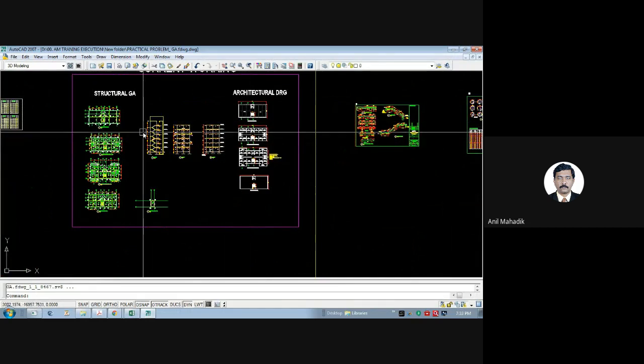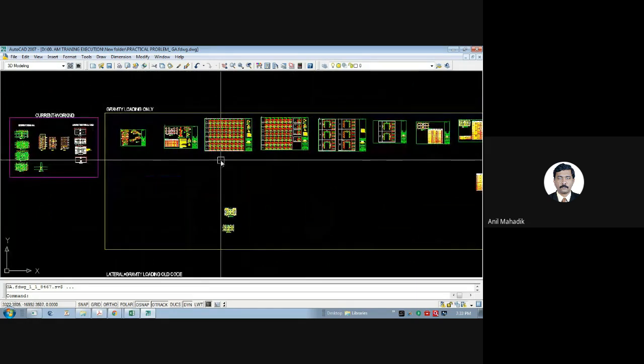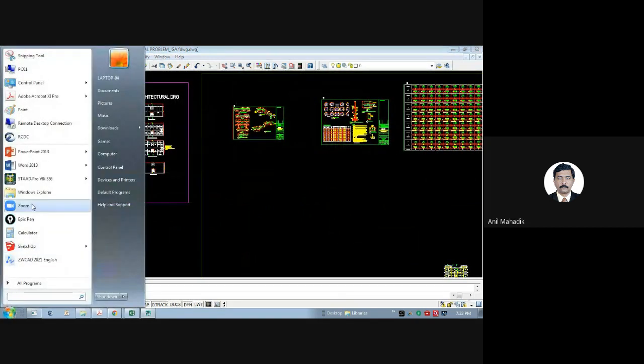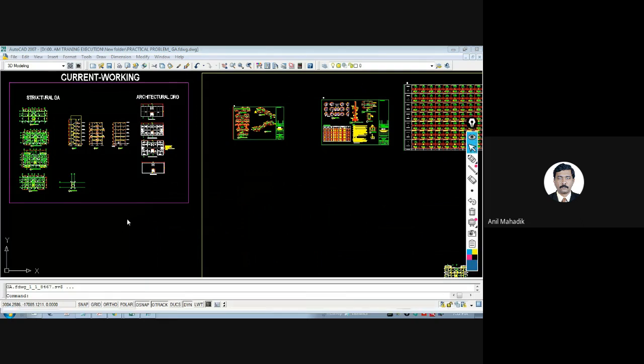Finally, we need to submit the drawings to the site for construction. If you want to submit the drawings for construction, what kind of drawings do we generally submit? Anybody knows? What type of drawings do we consider? Architectural and structural drawings. Yes, architectural and structural, in totality.